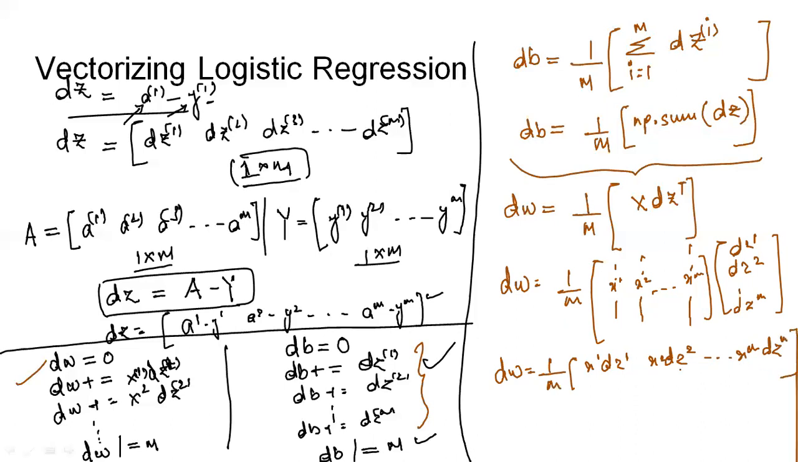So I think this much is very clear to you. And what are the dimensions of this row vector? The final dimension of this would be nx cross 1.